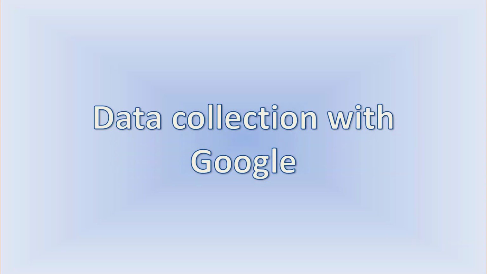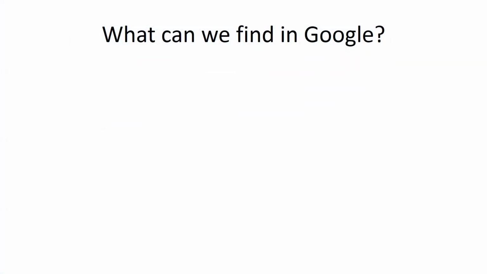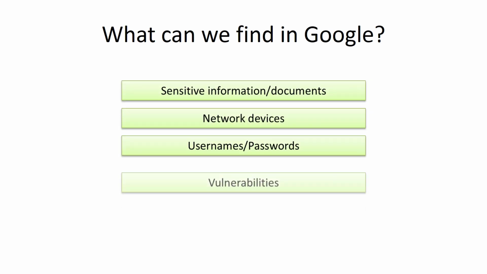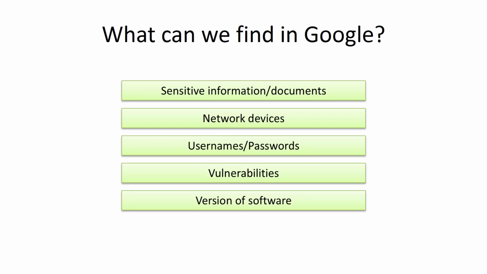In this video, I would like to show you advanced search options in Google search engine. With these options, you will be able to find any information you need. Okay, what can you find in Google? With the advanced search options, you will be able to find sensitive documents which are available in Internet.